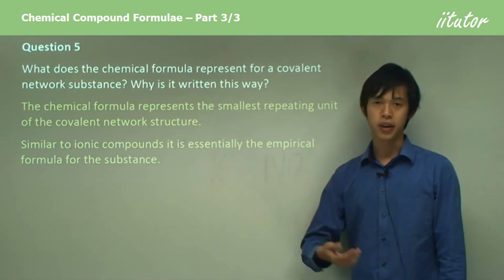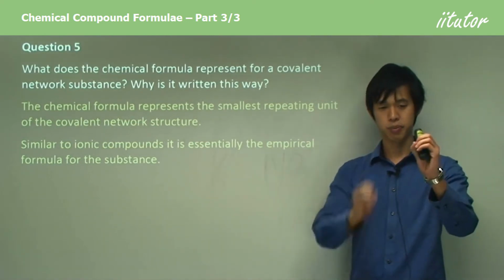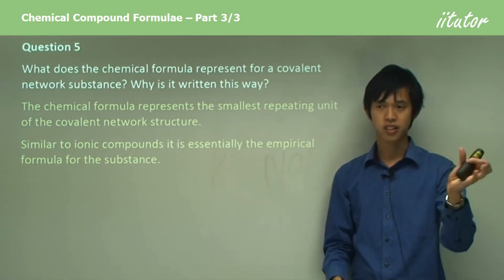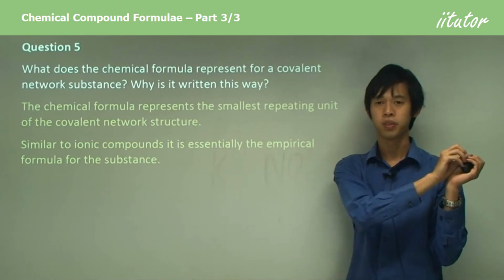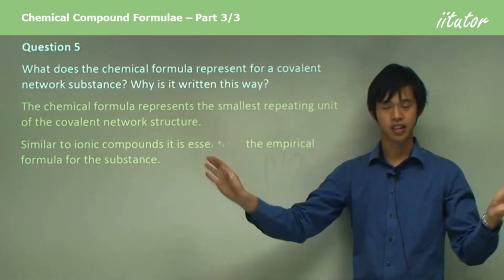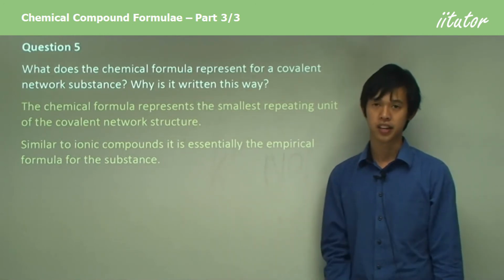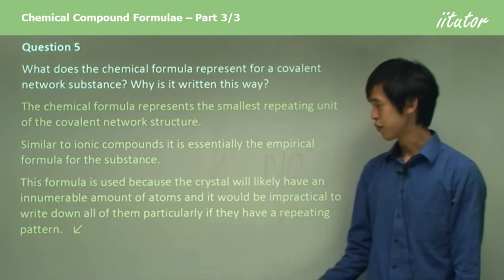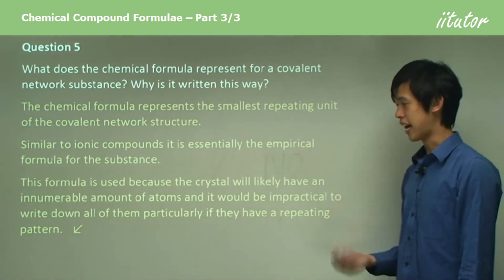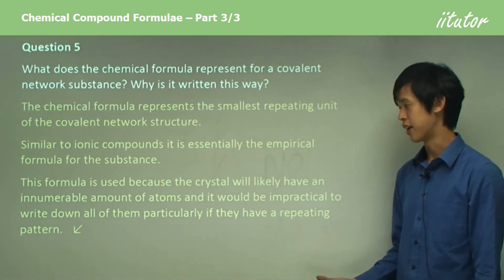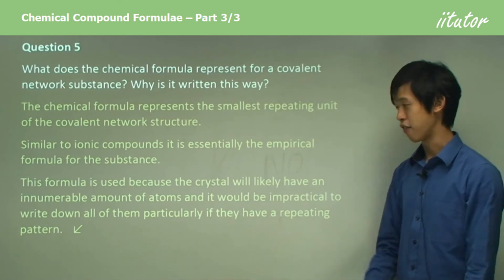So in ionic compounds, the same thing happens. You get sodium, then chlorine, then sodium, then chlorine, then sodium. So you just write sodium and chlorine together, rather than writing a billion different Na and Cl. You just write one. So it's the same thing with covalent network structures. This formula is used because the crystal will likely have an innumerable amount of atoms, and it would be impractical to write all of them, particularly if they have a repeating pattern.